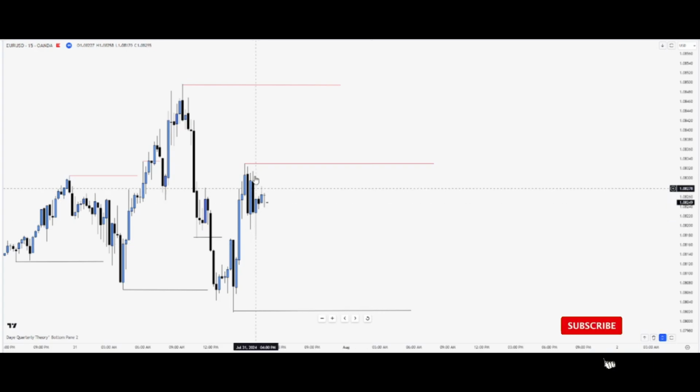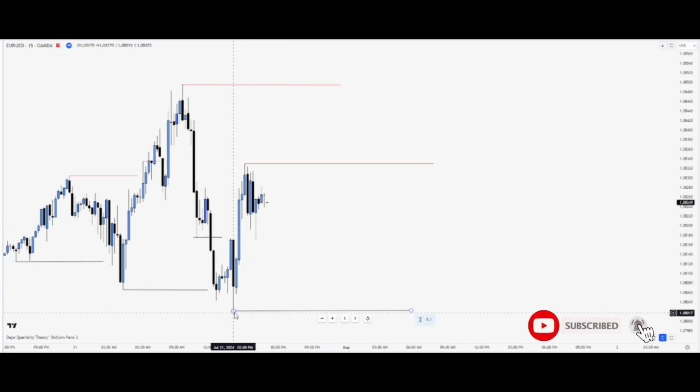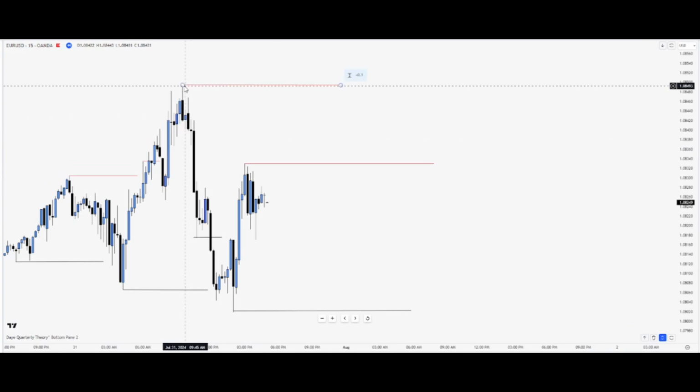So right here I have outlined previous sessions. So from this low to this particular high right here is a session. From this low to this high right here is a session. From this high to this low right here is another session. And from this high to this particular low is another session.